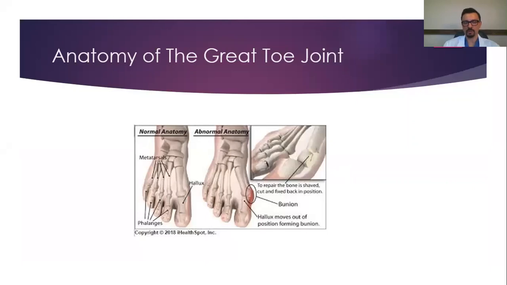You have the long metatarsal bone. You have the great toe, or the hallux, which is comprised of two bones here. As you see a little bit more on the right, you can start to see more of the anatomy of the bunion, and seeing the normal anatomy, you can see exactly what the bunion entails.